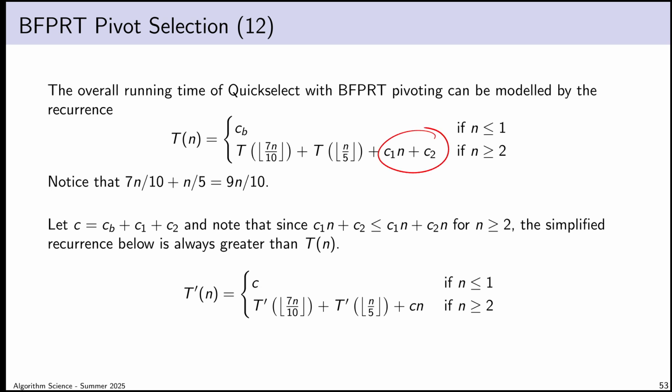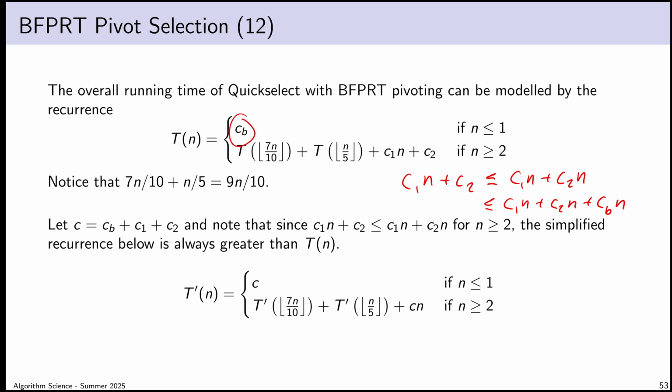Additionally, I don't like this C1n plus C2 because there's lots of stuff to juggle and it's going to make a very unpleasant looking closed form. It's also going to result in the induction proof requiring some special cases. So I'll observe that this only shows up in the case where n is greater than or equal to 2, which means that C1n plus C2 is obviously less than C1n plus C2 times n. In turn, that's obviously less than C1n plus C2 times n plus CB times n, because of course in algorithm analysis, we assume all these constants are positive. It makes no sense for the base case to require a negative amount of time. Although if you ever discover an algorithm that requires a negative amount of time in some cases, please send me a quick email about that. I'm interested in finding out about such a thing.